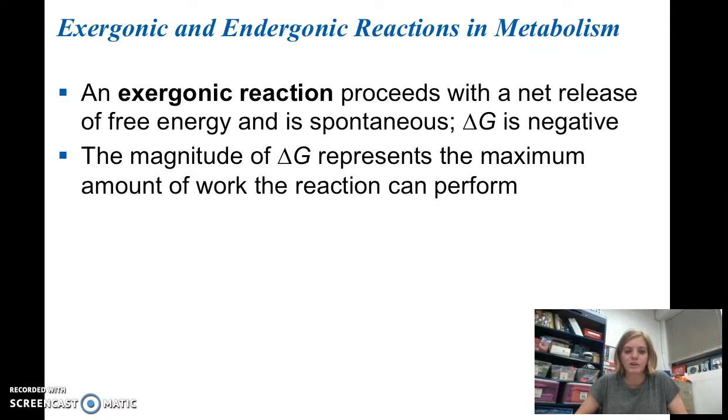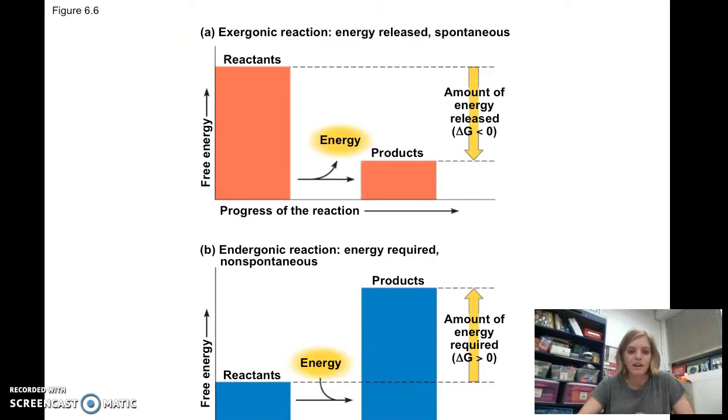One is called an exergonic reaction, and these are reactions that release energy. They occur spontaneously and they lose free energy as the reaction occurs, so our delta G is negative. Because the delta G is negative, they're spontaneous. And these are reactions that occur, like I said, on their own. They don't require any extra input of energy.